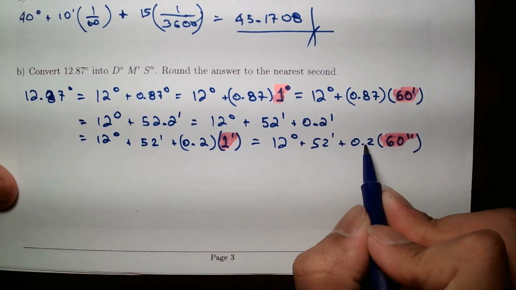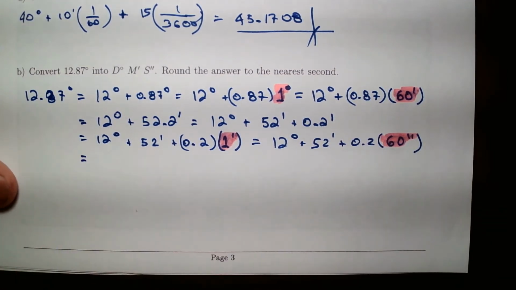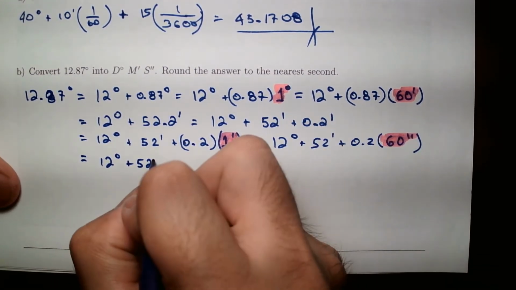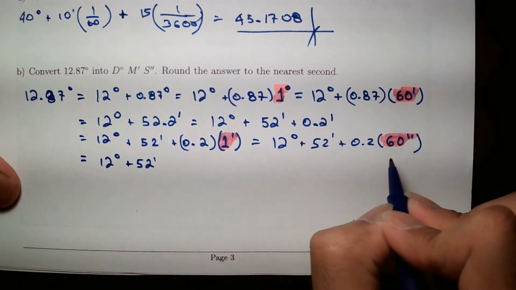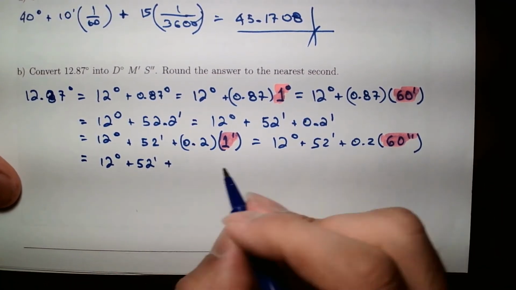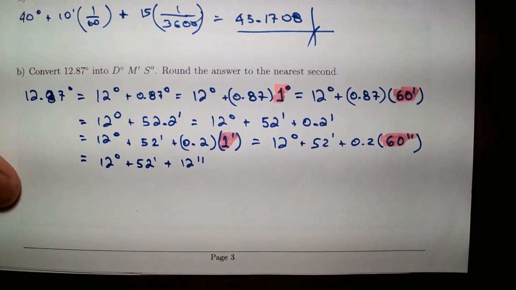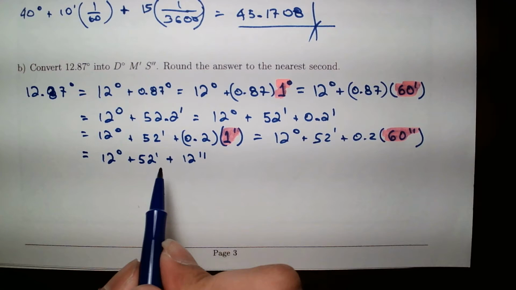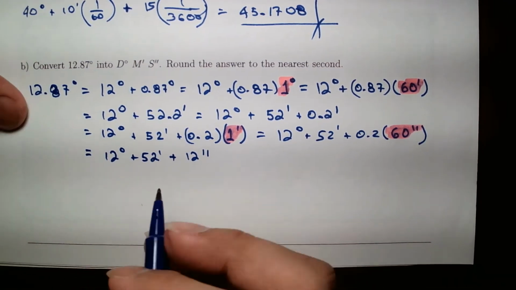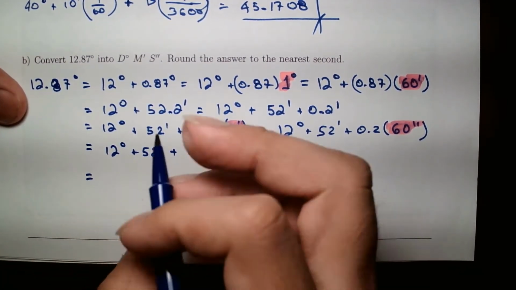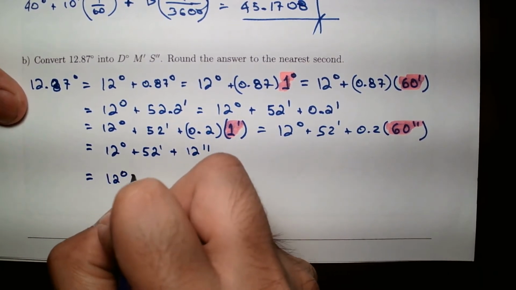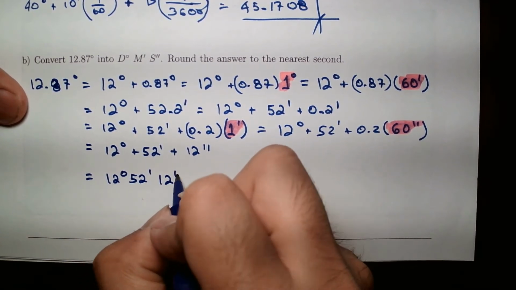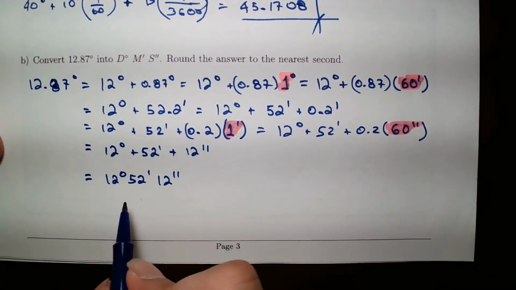So now it's time to multiply 0.2 times 60. That's going to give me 12. So 12 degrees plus 52 minutes plus 12 seconds. But this is not the way we report a final answer. In our final answer, we just get rid of the plus signs, and this is simply 12 degrees, 52 minutes, 12 seconds. All right, and this is the final answer for this.